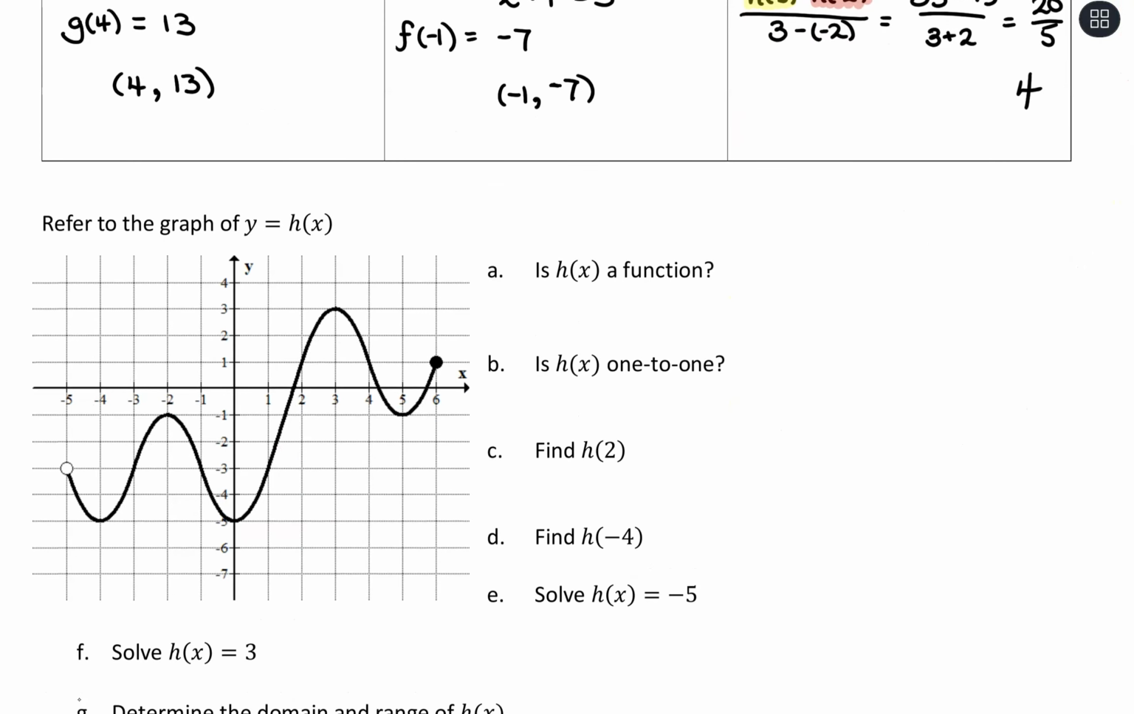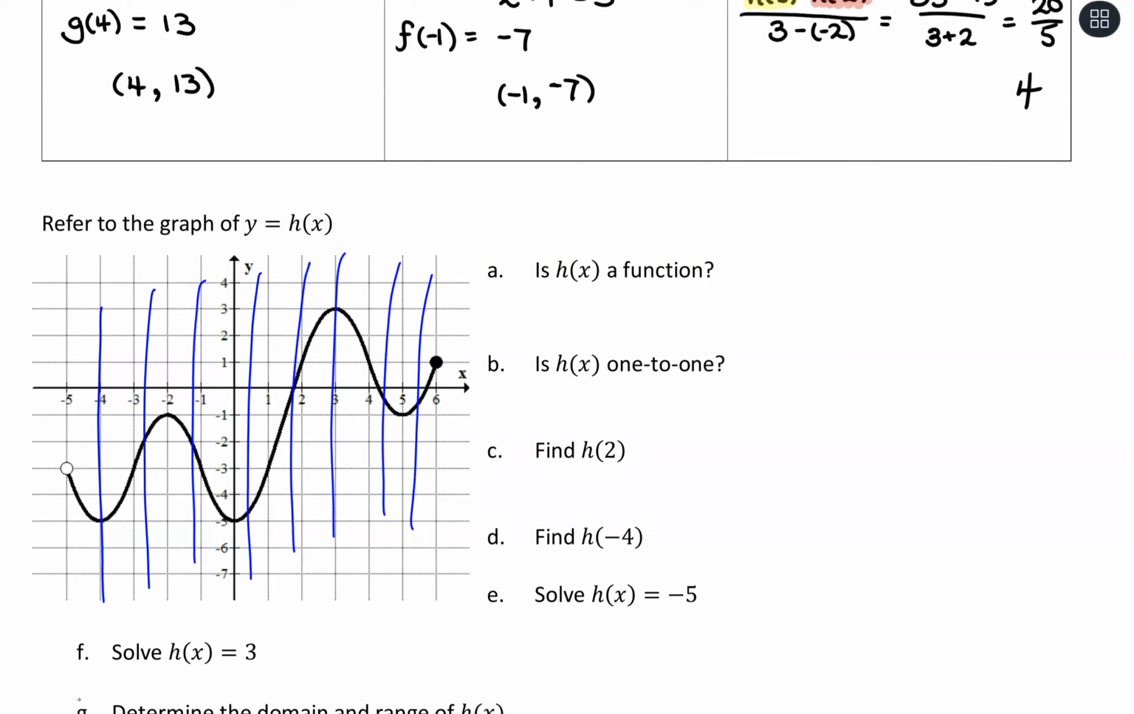So determining whether or not we have a function, we do the vertical line test. So what we do is we imagine all the possible vertical lines we can draw, and we should only be crossing our function at most once. If there was any spot where we crossed more than once, it would not be a function. But since we're crossing at most once, yes, it passes the vertical line test.